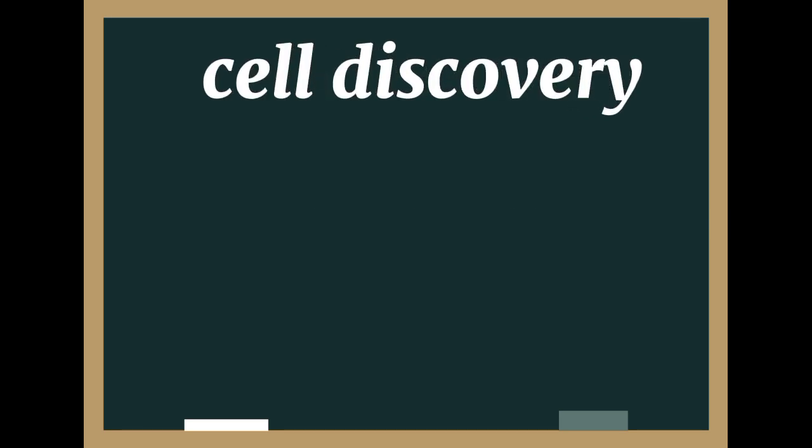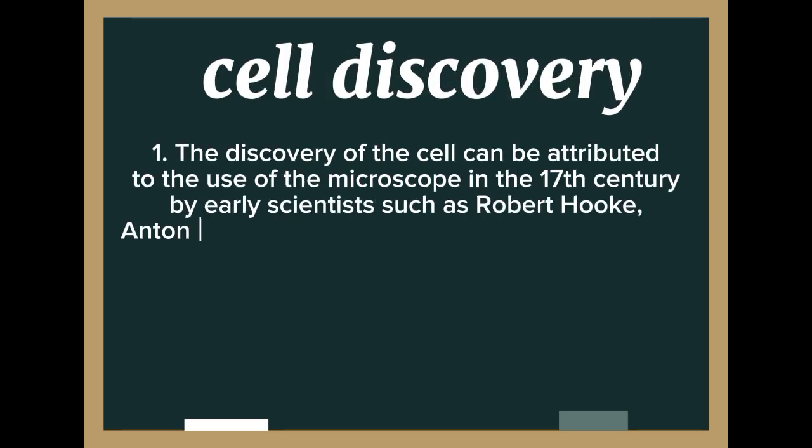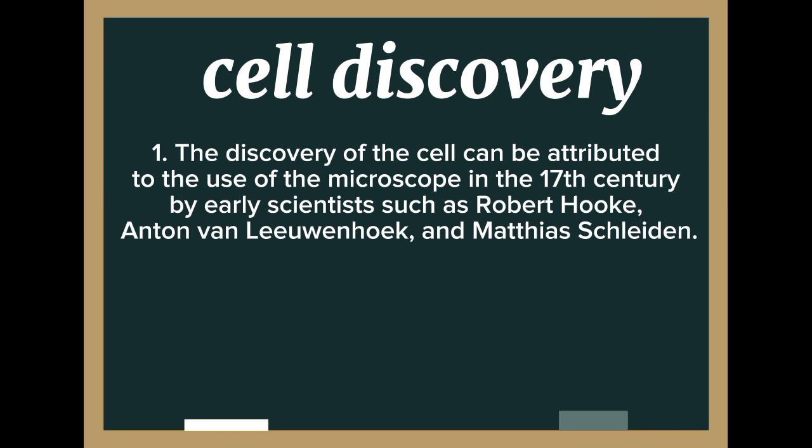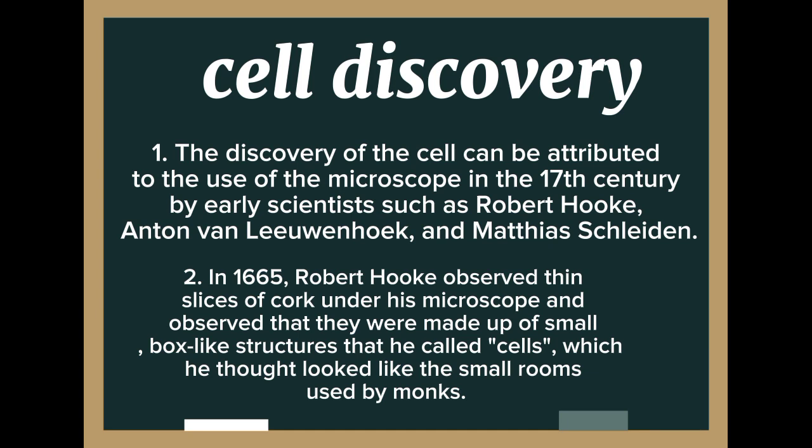Cell discovery. 1. The discovery of the cell can be attributed to the use of the microscope in the 17th century by early scientists such as Robert Hooke, Anton van Leeuwenhoek, and Matthias Schleiden. 2. In 1665, Robert Hooke observed thin slices of cork under his microscope and observed that they were made up of small, box-like structures that he called cells, which he thought looked like the small rooms used by monks.